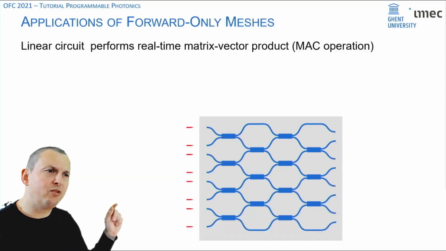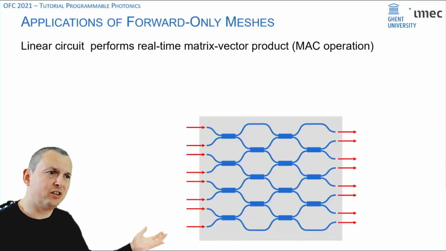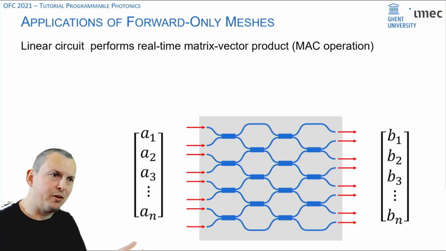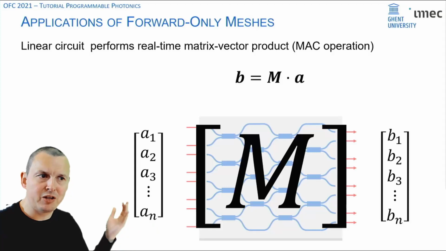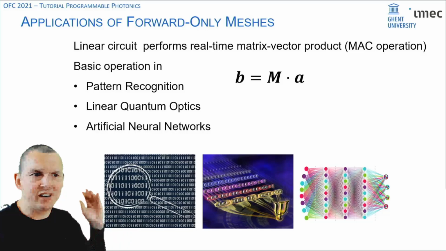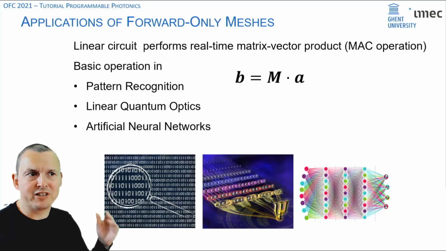Now, why would you want to use these circuits? Well, if you represent the input, or the light in the input, as a vector of complex amplitudes, so amplitude and phase, and the same for the light at the output, what the circuit essentially does is a linear transformation between these vectors. It essentially performs a matrix vector multiplication, or multiply accumulate operation. And it turns out that these type of operations are the basic operation for a lot of functions in pattern recognition, neural networks, and quantum optics.